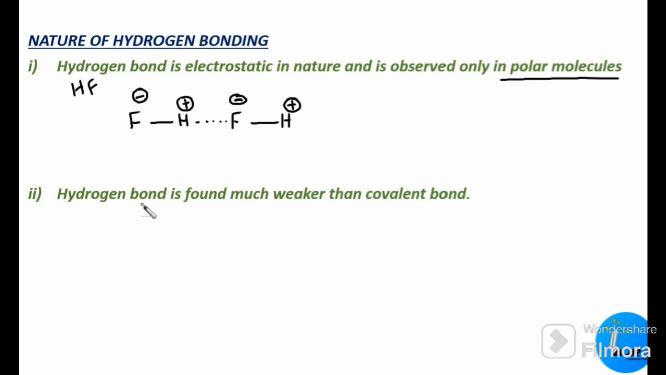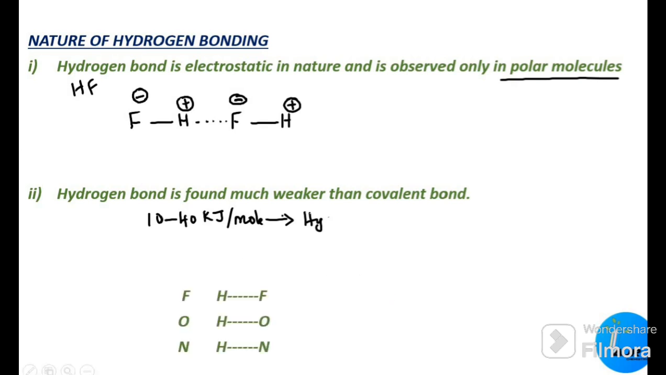See, the energy of the hydrogen bond is found to be in the range between 10 to 40 kilojoules per mole. This is for hydrogen bonding. But when you are taking into account the covalent bond, the energy is a little higher. Another point coming under this one is, since fluorine is more electronegative than oxygen and nitrogen, it forms a stronger hydrogen bond than those of oxygen or nitrogen.